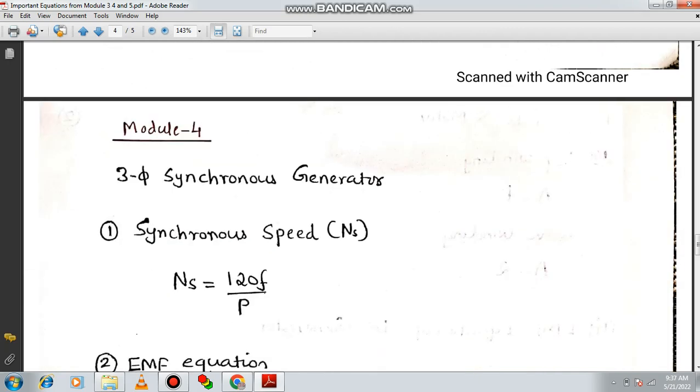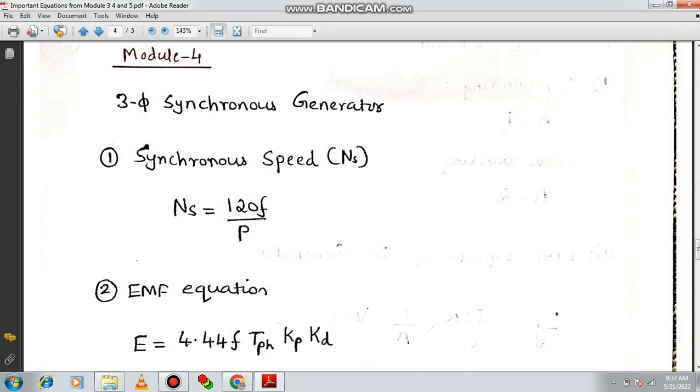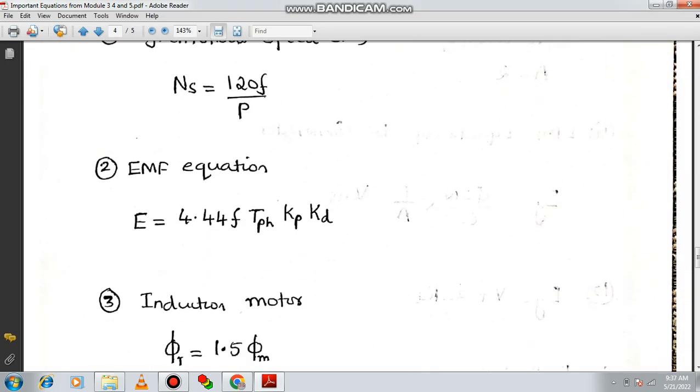In case of module 4, you have to remember what is synchronous speed. Synchronous speed can be computed using the formula 120 f by P, where f is the supply frequency and P is the number of poles. The EMF equation of an alternator or AC generator can be computed using the formula E is equal to 4.44 f into T phase into Kp into Kd, where Kp is related to the turns. So turns and number of conductors are correlated with each other.